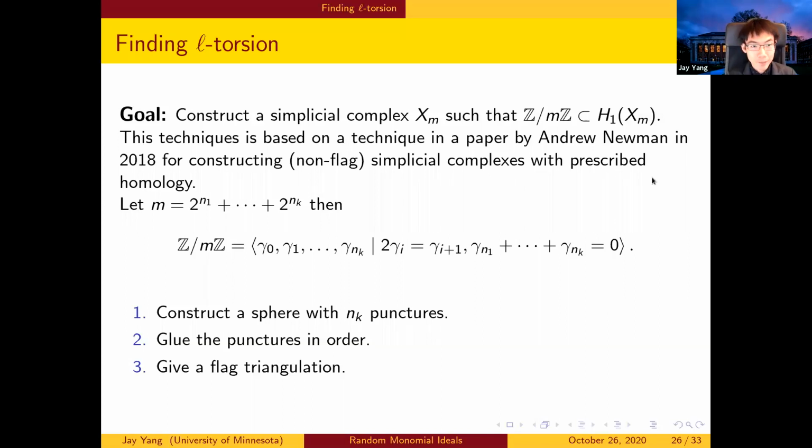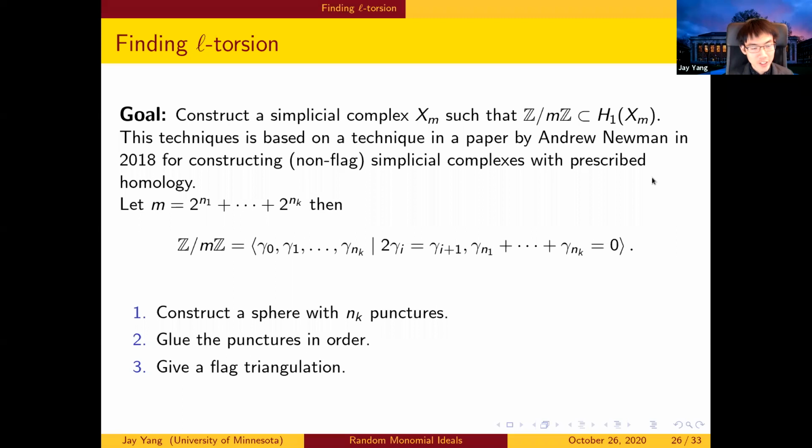So this technique is based on a technique in a paper by Andrew Newman in 2018, where he constructs a non-flag simplicial complex with prescribed homology. So his question was just, how do I construct simplicial complexes that have prescribed homology? So we've taken his technique and we've just added the word flag to it and been careful about how we do it so that we actually get a flag complex and not just a simplicial complex.